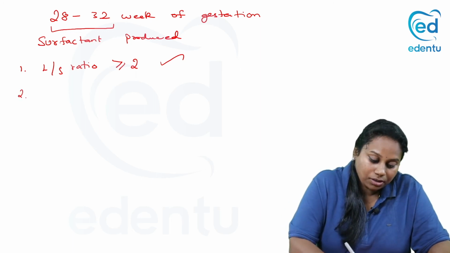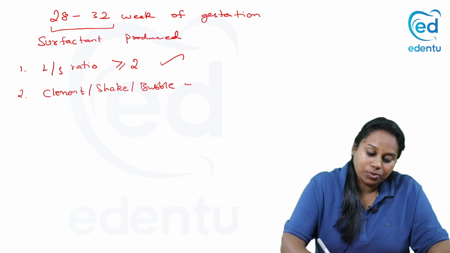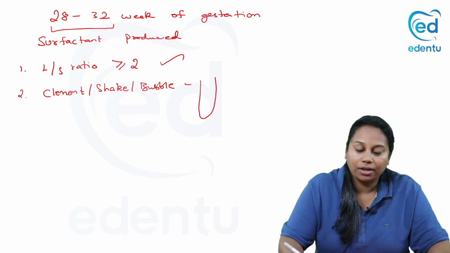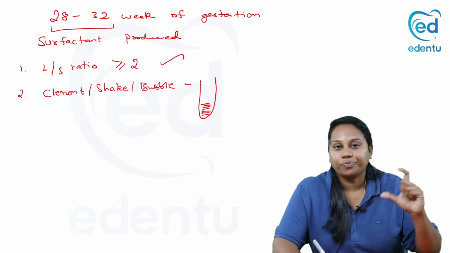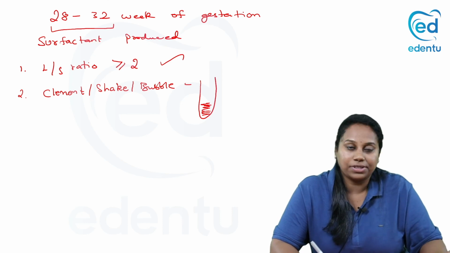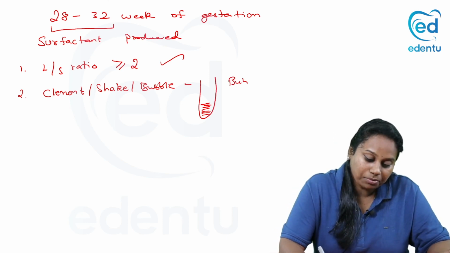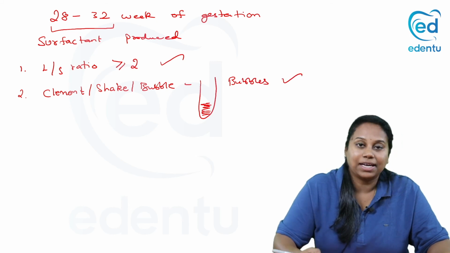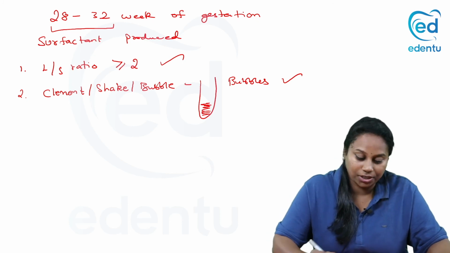Or she could have done Clements test, otherwise called shake test or bubble test. So here in a test tube, a sample of amniotic fluid is taken and you just shake it. When you shake that, if you see bubbles, it indicates that lecithin is present. Lecithin is a lipid, so they will produce bubbles. So the presence of bubbles indicates that surfactant is present. If there are no bubbles, it will indicate that surfactant is deficient.